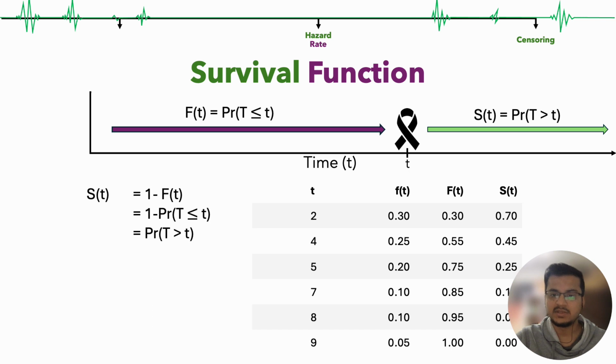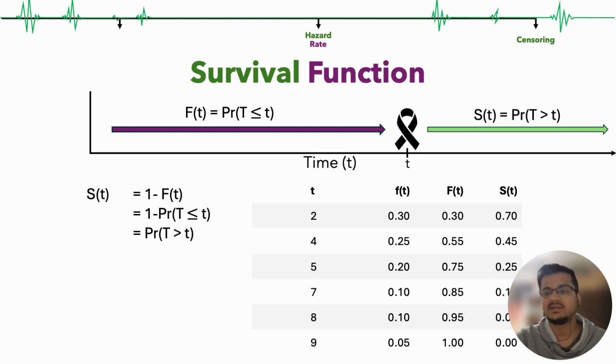Let's say from the point of being diagnosed with cancer, the probability that the person dies in exactly 2 years is 0.3, and the probability that they die in exactly 4 years is 0.25, and so on. Now the probability that they die within the first 2 years after being diagnosed with cancer, which is represented by the CDF, is 0.3, and the probability that they will not die and live more than 2 years is given by the survival function, which is 1 minus 0.3 equals 0.7.